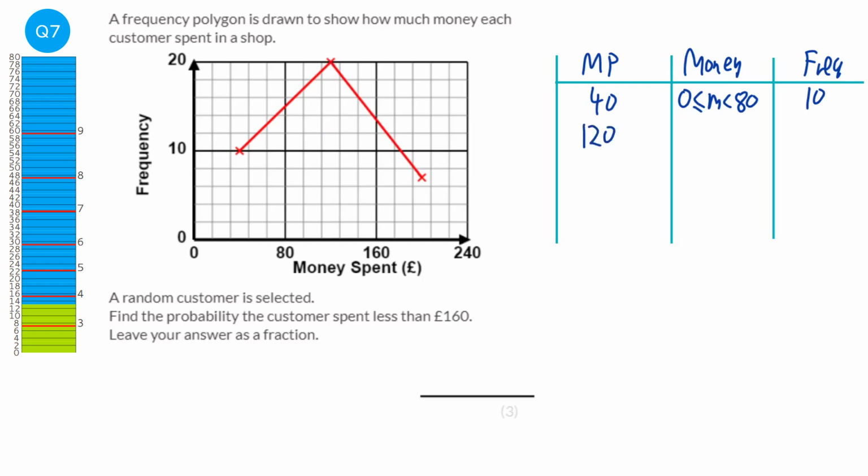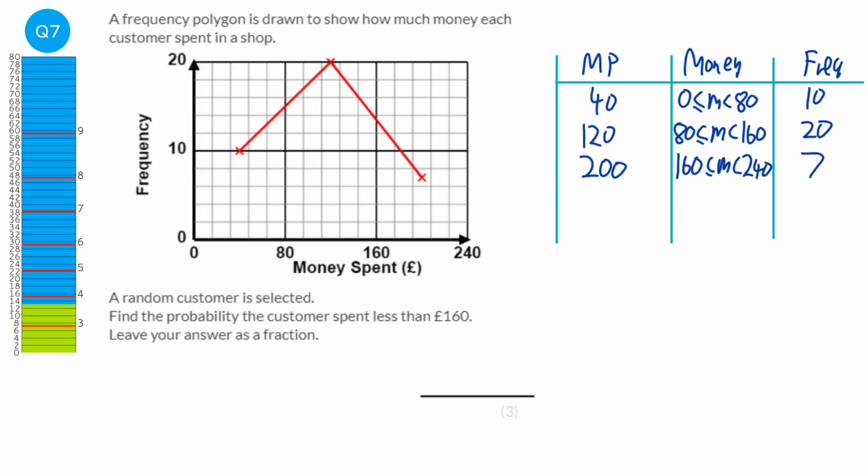And we can see that that's between 80 and 160, and the frequency is 20. And finally the last midpoint is here, which is obviously 200, and that is between 160 and 240, and the height of it is going to be 7.